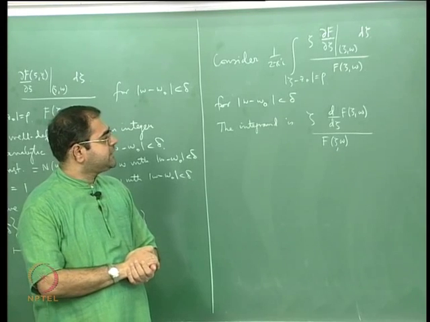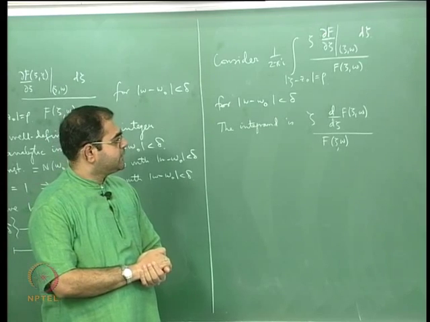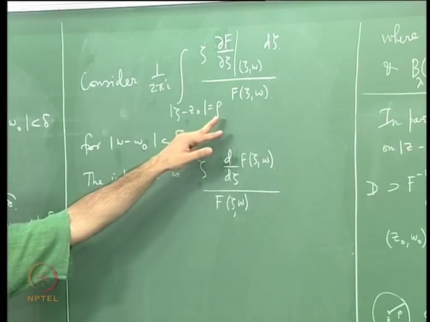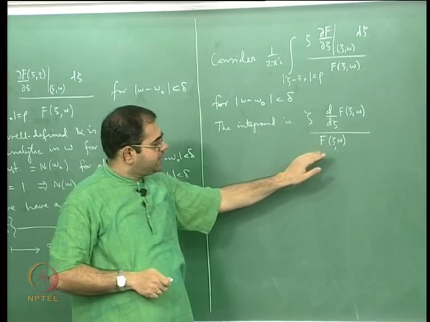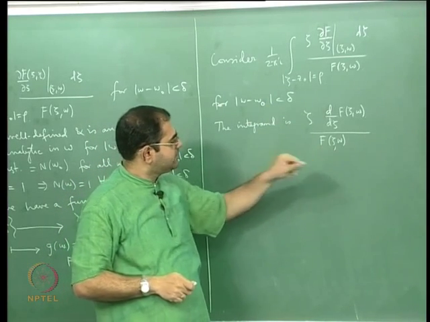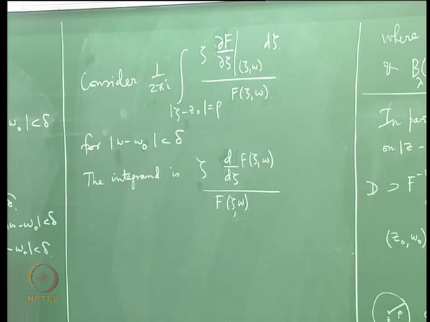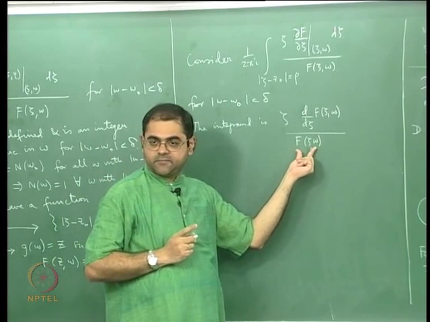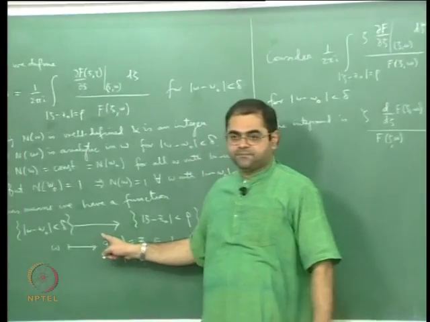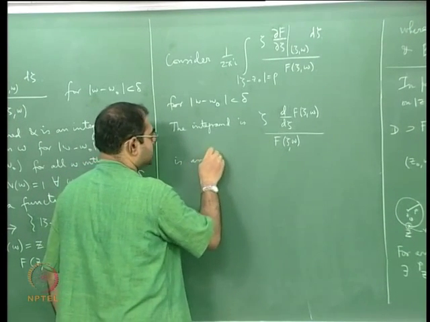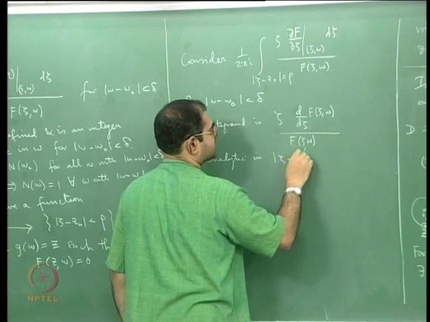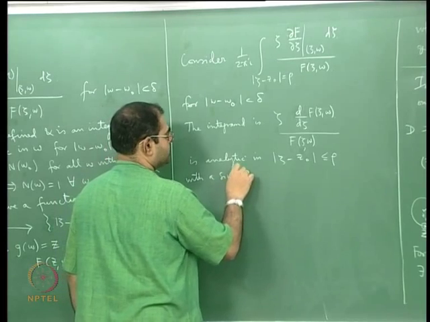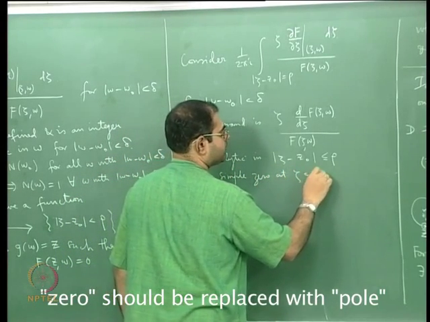If you look at this integrand you will see that it is an analytic function, and not only is it analytic on this disk and its interior, you will see that it will have only one simple pole, namely one that corresponds to a simple 0 of the denominator, where that 0 is zeta equal to z, which comes because of this. So this is analytic in mod zeta minus z naught less than or equal to rho, with a simple 0 at zeta equal to z.